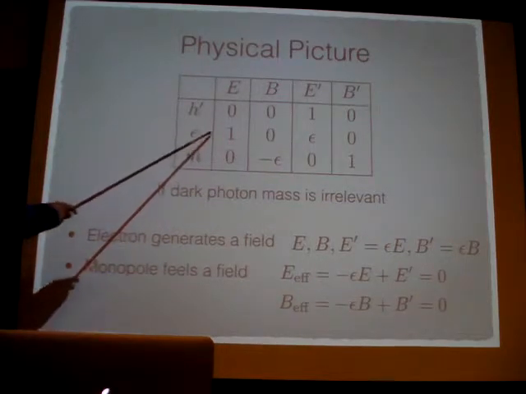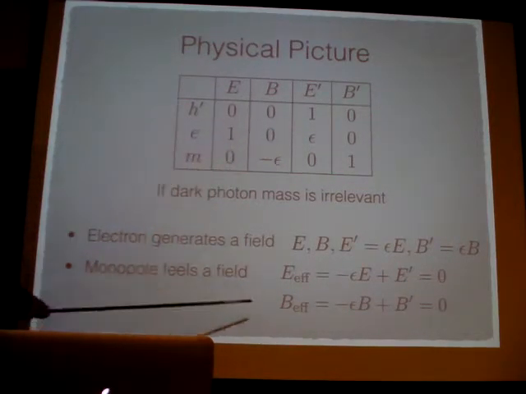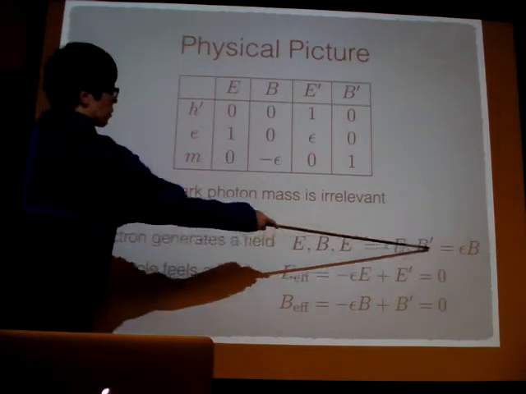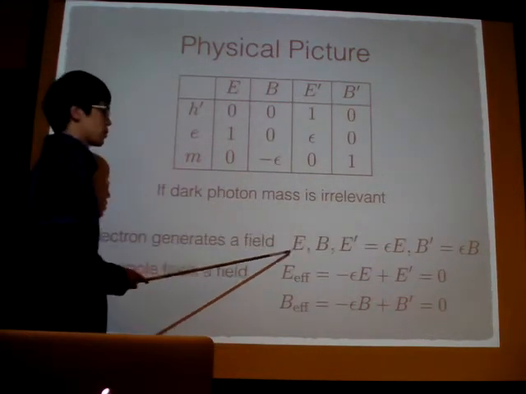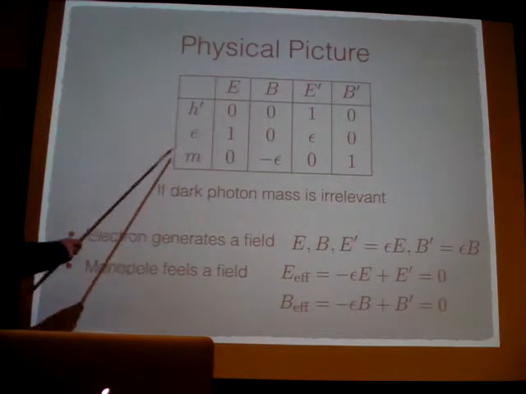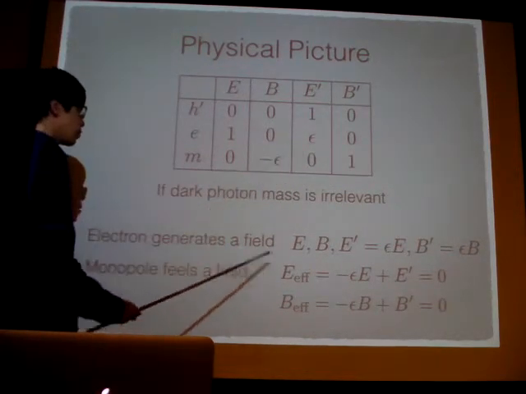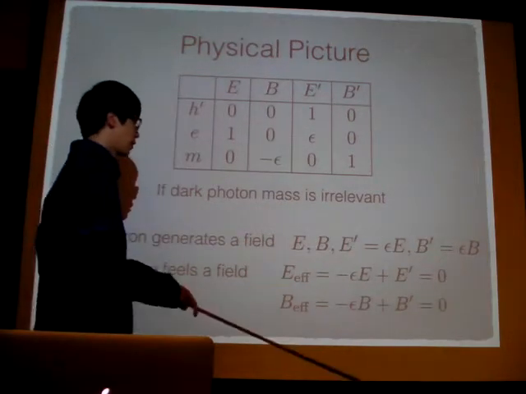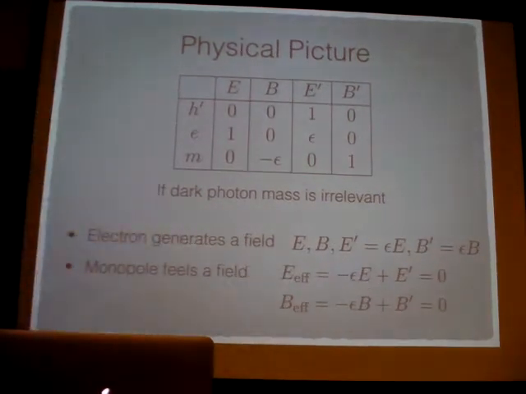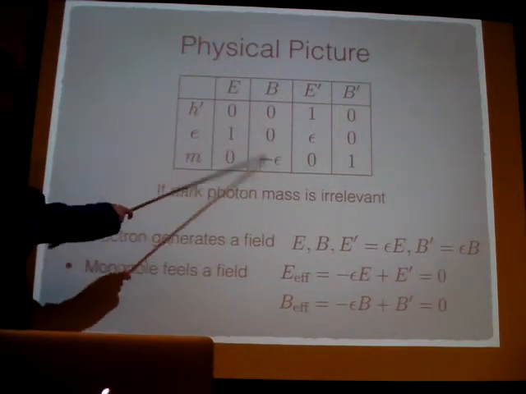Well, the monopole electron has 1 here and epsilon here, and so the electric charges and magnetic charges that it generates in the other sector are just epsilon times their R sector. But now this monopole has minus epsilon 1, so it sees minus epsilon times our E field plus their E field. And so notice that the effective E and effective B fields felt by the monopole are nothing, at least in the limit where the mass is 0.